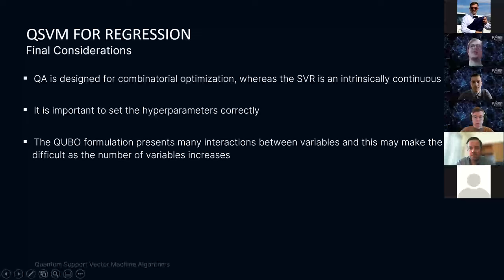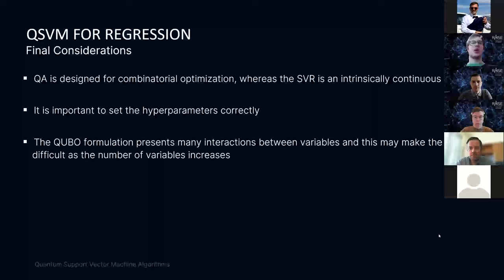I wanted to add some final considerations about quantum support vector regression, and some of these may also apply to the support vector machine for classification because they are very closely related. The first problem, which Amer also mentioned but which I think is very important to remind, is that quantum annealing is designed for combinatorial optimization, whereas SVR is an intrinsically continuous problem. So adaptation of the problem must be done in order to apply this.